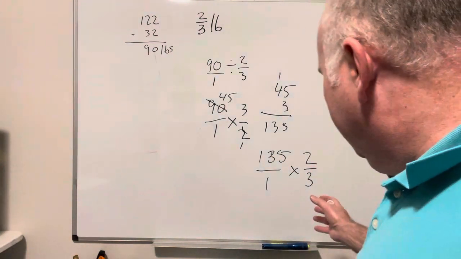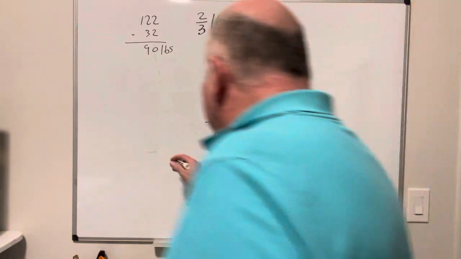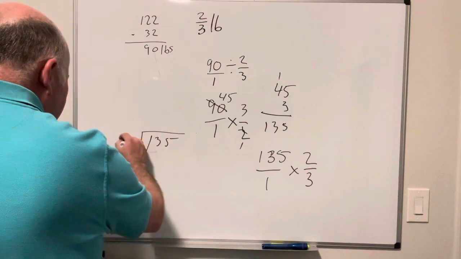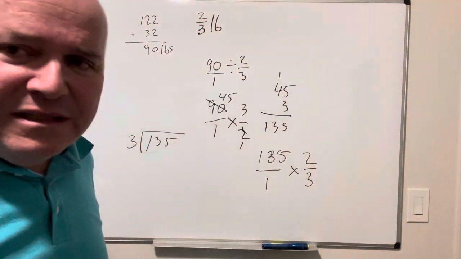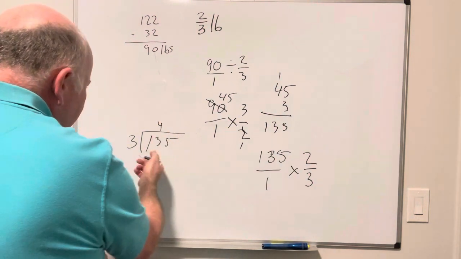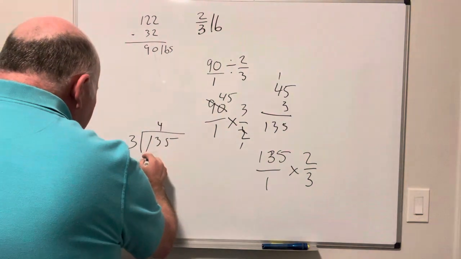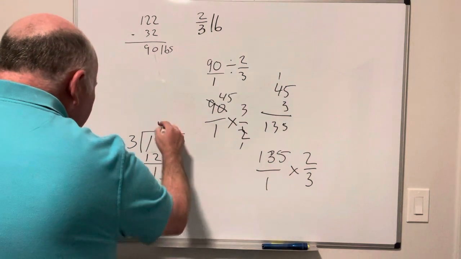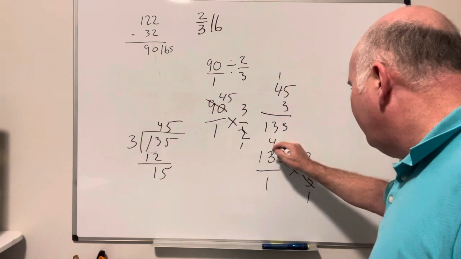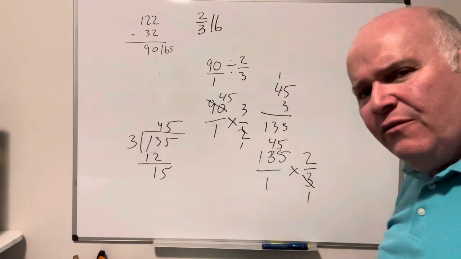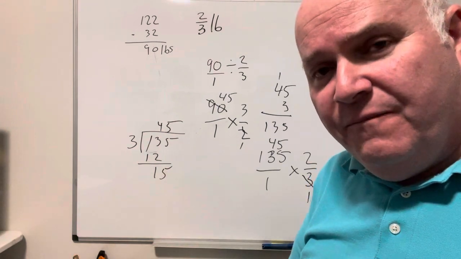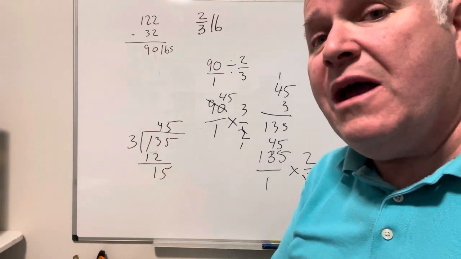Okay, now I'm curious if 3 goes in there. Let me make it easy. I'm showing you this because sometimes it's obvious, sometimes it's not, but just check it out. So 3 goes into 135 four times, and that leaves you with 12. Bring down the 15, you get 45. And by the way, what we're finding now is how much 135 fittings weigh if they're 2/3 of a pound each.